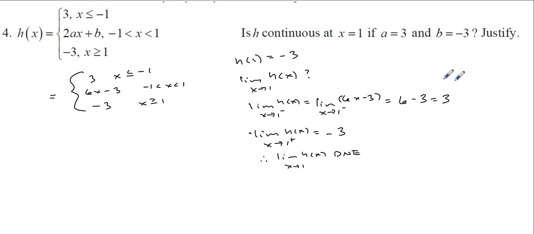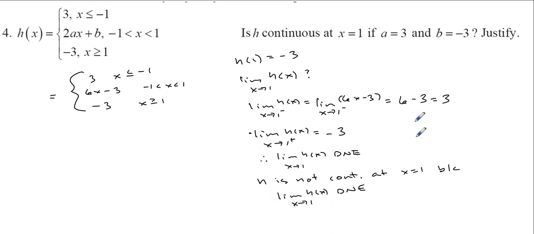However, let's answer the question. Is h continuous then? No. So h is not continuous at x equals 1 because the limit as x goes to 1 of h of x does not exist. Okay? This should be everything you show and say for this problem.